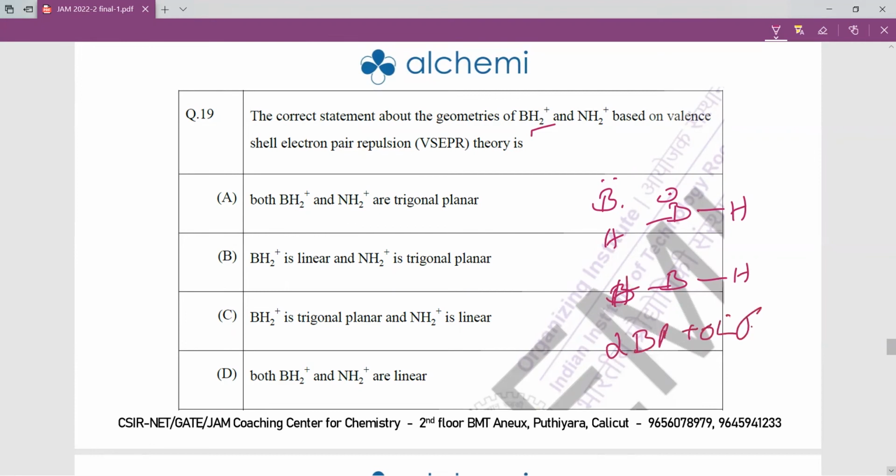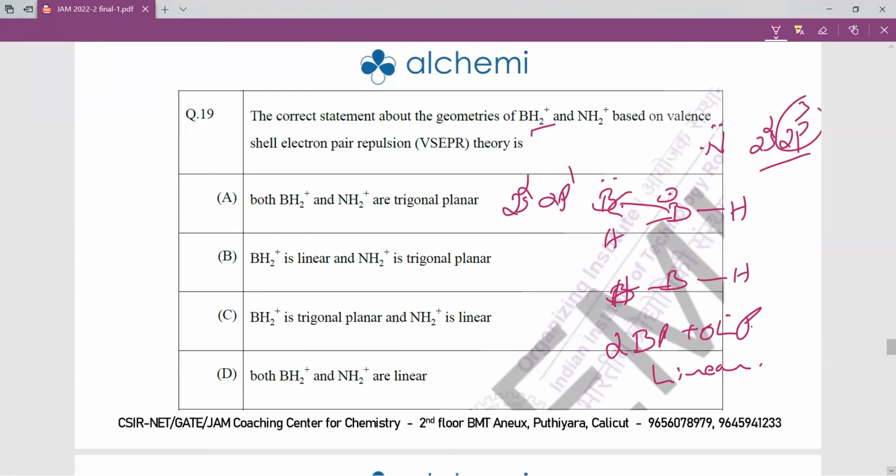Geometry will be linear. But for NH2 plus, the structure will be like this. Boron's electronic configuration is 2s2, 2p1, so that is why we have 3 electrons here. In case of nitrogen, we have 2s2, 2p3. So this is the electronic configuration of nitrogen. Nitrogen has 3 electrons in the p orbital, so that is what we represent here.